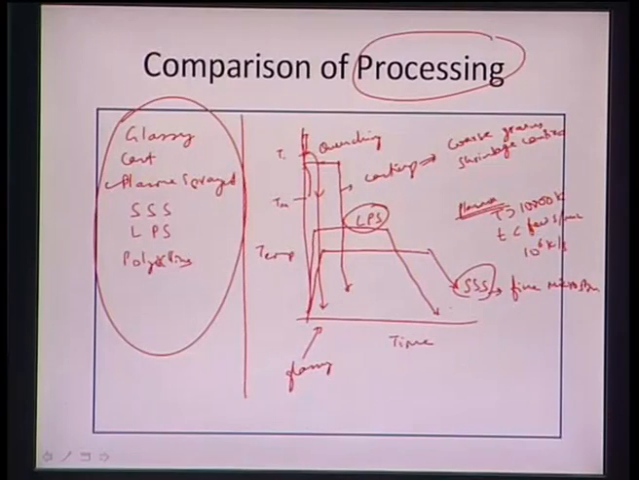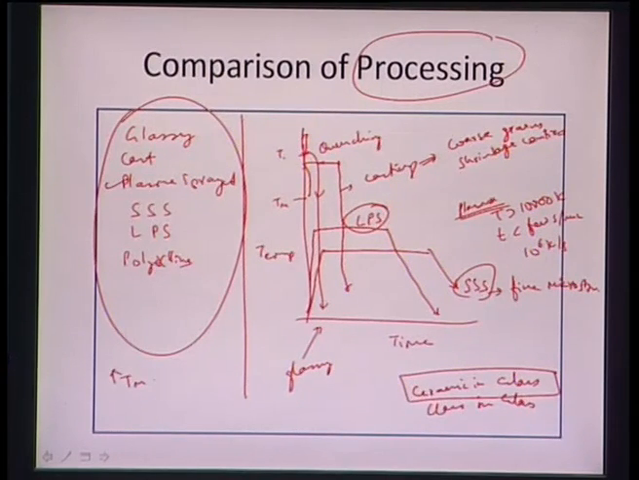And finally, we can also make a material which can have ceramic in glass or glass in glass. So we can have a ceramic in glass structure, or we can also have a glass in glass structure. Coming to the first, ceramic in glass, first of all we have a particular material, we take it to the melting point, and then we quench it. Once we quench it, we will get a glassy phase.